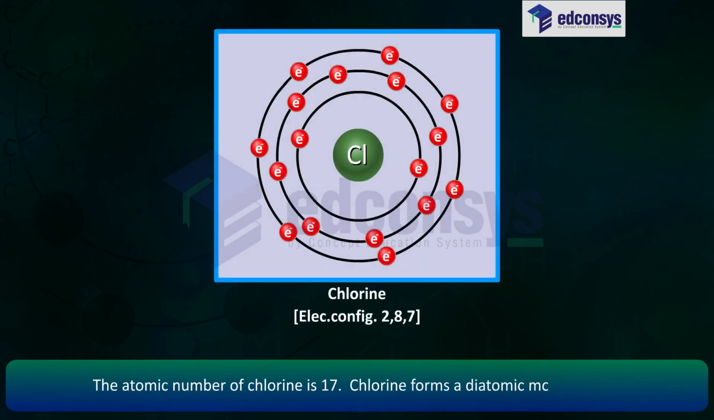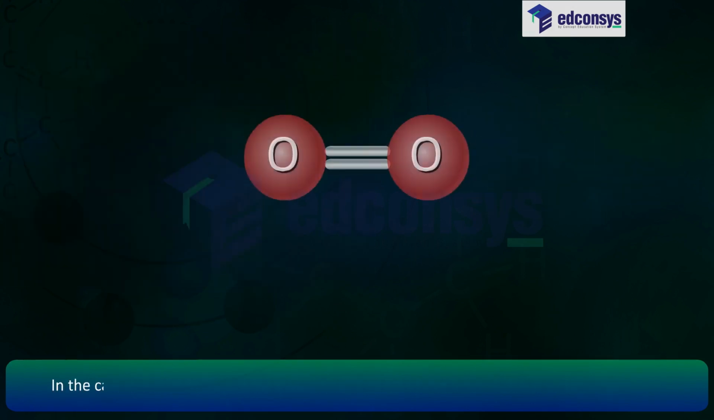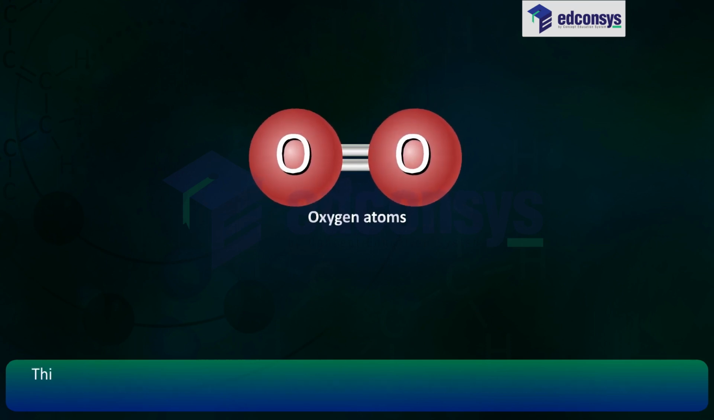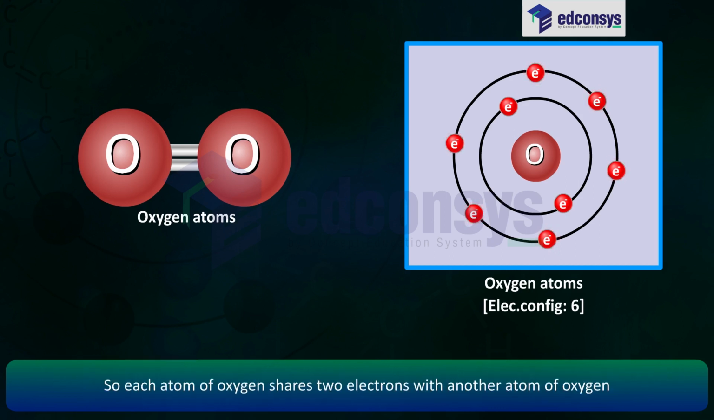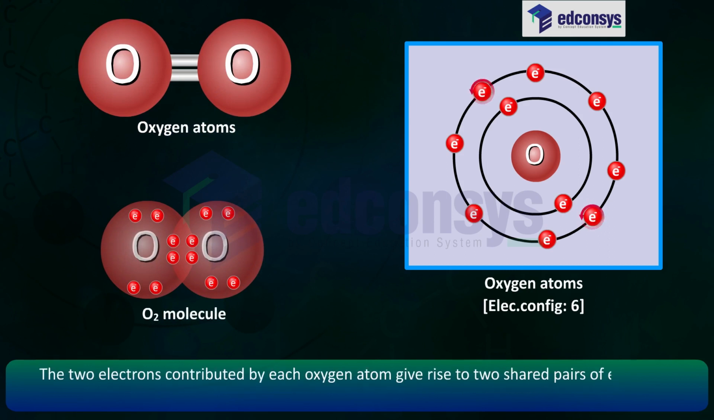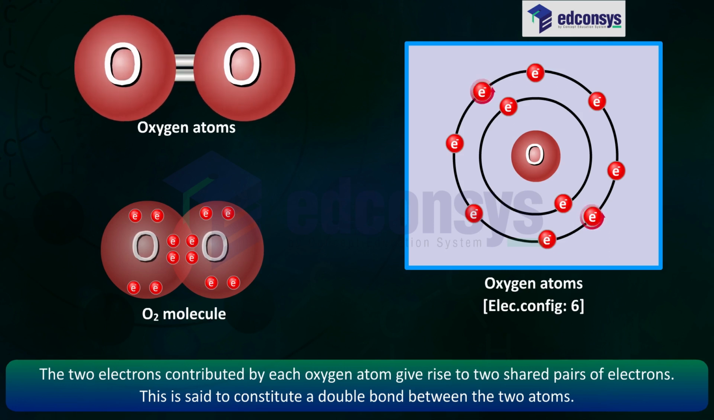The atomic number of chlorine is 17. Chlorine forms a diatomic molecule Cl2. In the case of oxygen, we see the formation of a double bond between two oxygen atoms. This is because an atom of oxygen has 6 electrons in its L shell. The atomic number of oxygen is 8 and it requires 2 more electrons to complete its octet. So each atom of oxygen shares 2 electrons with another atom of oxygen. The 2 electrons contributed by each oxygen atom give rise to 2 shared pairs of electrons. This is said to constitute a double bond between the 2 atoms.